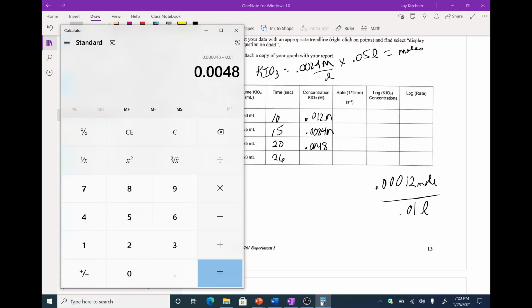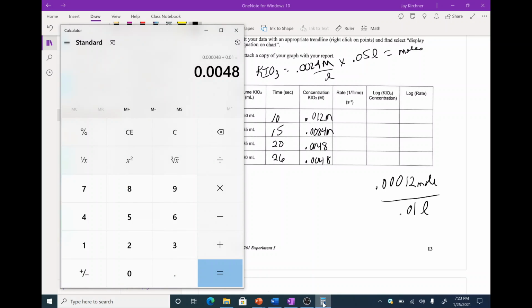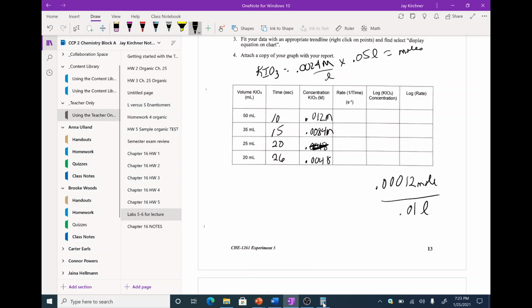What? I am so sorry. Let me try this again. This one is 0.0048. I didn't put 25 in before, so one more time. Sorry about this. 0.025 times 0.0024 equals, divided by 0.01. 0.006, sorry. Okay, so we got 0.006 here.